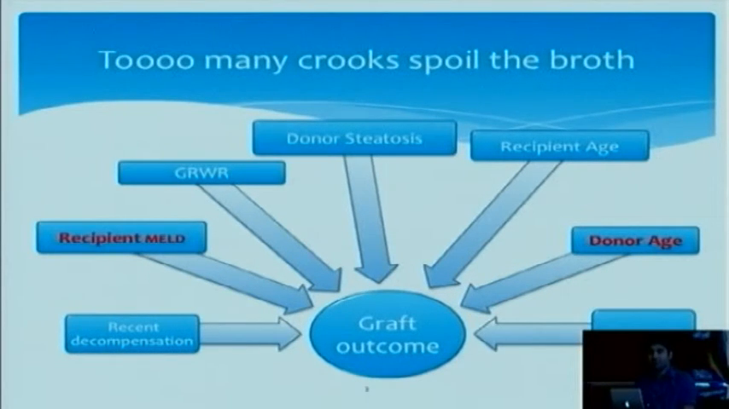There are a lot of factors when you take into consideration a graft outcome after liver transplantation. As you can see, there are around 5 to 6 factors. On the donor side, there is donor age and donor steatosis. And on the recipient side, there is recipient age, viral status, graft to recipient weight ratio, the recipient MELD, and recent history of any decompensation. All these factors affect graft liver outcome.